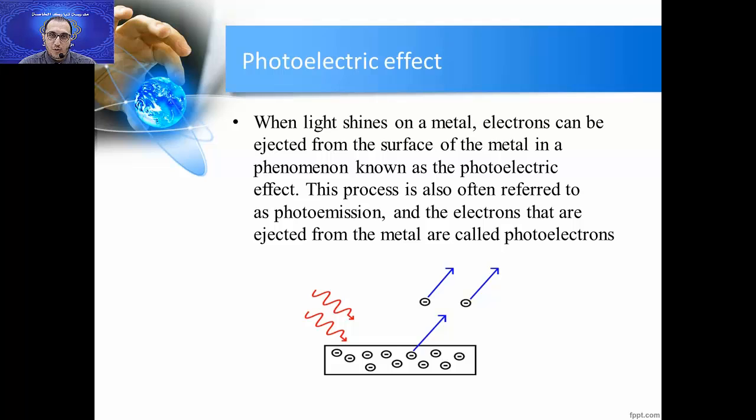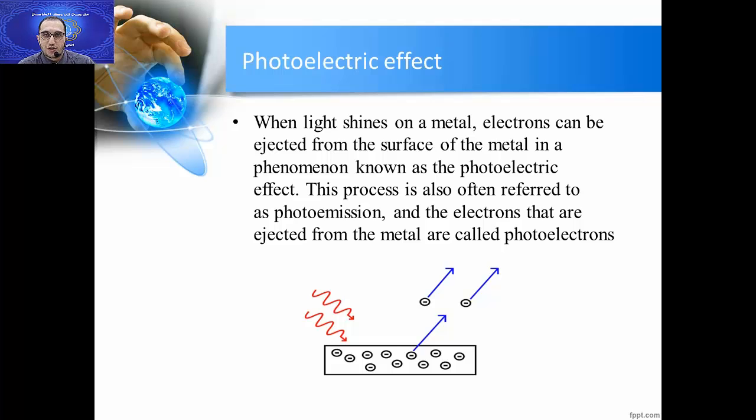One of the famous scientists, his name is Hertz, discovered this photoelectric effect, and he said that this phenomenon is very important. What's the definition of photoelectric effect? He said, when light shines on a metal, electrons can be ejected from the surface of the metal in a phenomenon known as the photoelectric effect.